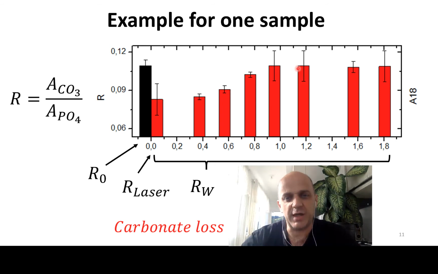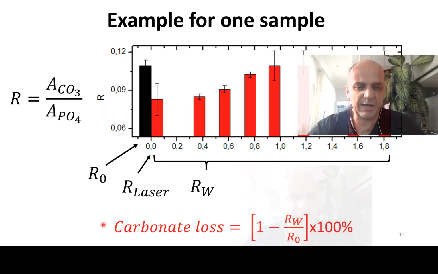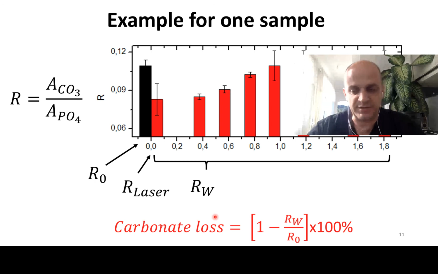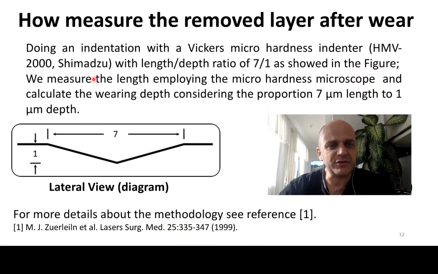Then you can measure again to be sure that you have the same value, and that is what you have up to 1.8 micrometers. The carbonate loss that you measure, that we present in the next slides, is a percentage value. Imagine that carbonate loss in this position here is 0, because these values are the same as observed before irradiation. How is it possible to measure the layer that we wear with abrasive material?